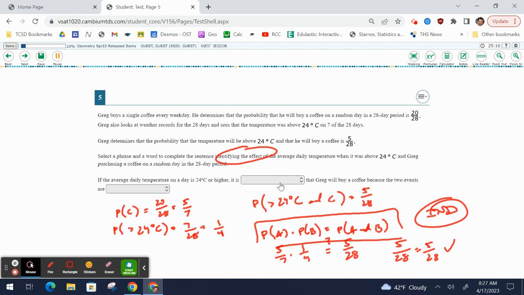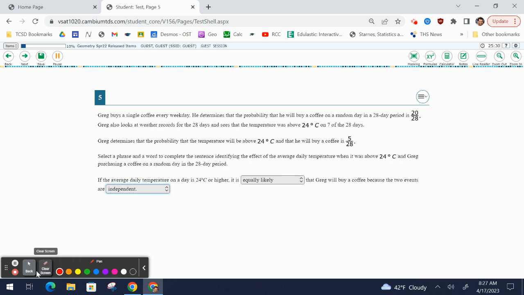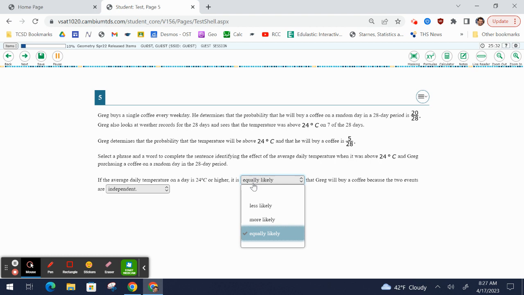Let's see what our choices are. If the average daily temperature is above 24 degrees, it is less likely, or equally likely. Again, because there's no effect, it's equally likely that he will buy coffee because the two events are independent. So let me take that writing away real fast so you can see. Again, the choice is: it is equally likely, because that formula worked out, that Greg will buy coffee because the two events are independent.